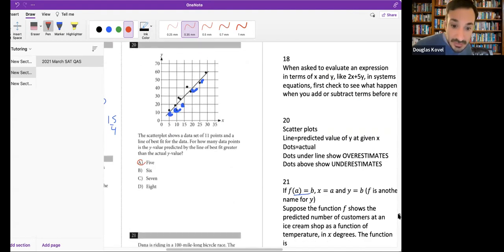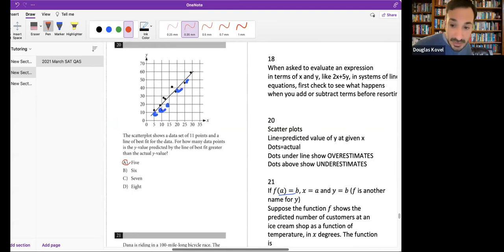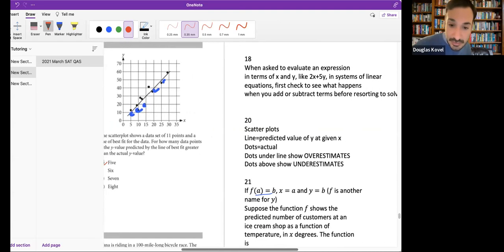All right, so 21 involves function notation. So I'm just going to do a quick review of that before we look at it. You might remember back when we did question 14 two weeks ago, the no calculator section, we talked a little bit about function notation in the context of graphs, but now we're going to talk about it in the context of word problems.